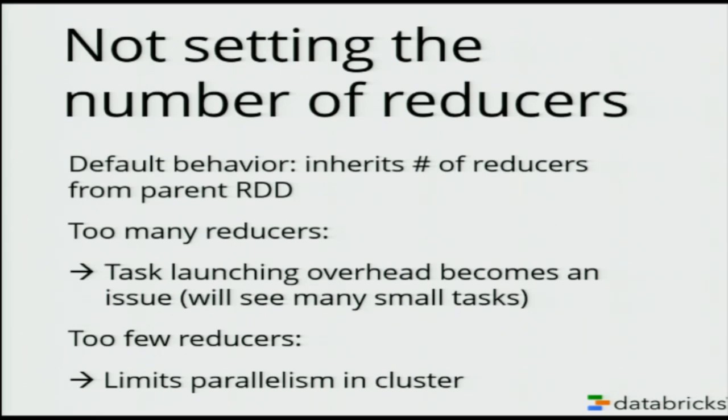Okay, I'm almost done here, but the last couple are not setting the number of reducers correctly. This behavior has improved a lot recently in Spark, I think as of maybe 0.9. I don't know if it made it into 0.8.0, but we now do a better guess at how many reducers we should use if you do a big shuffle, but you can still have problems, and the problems can go in either direction.